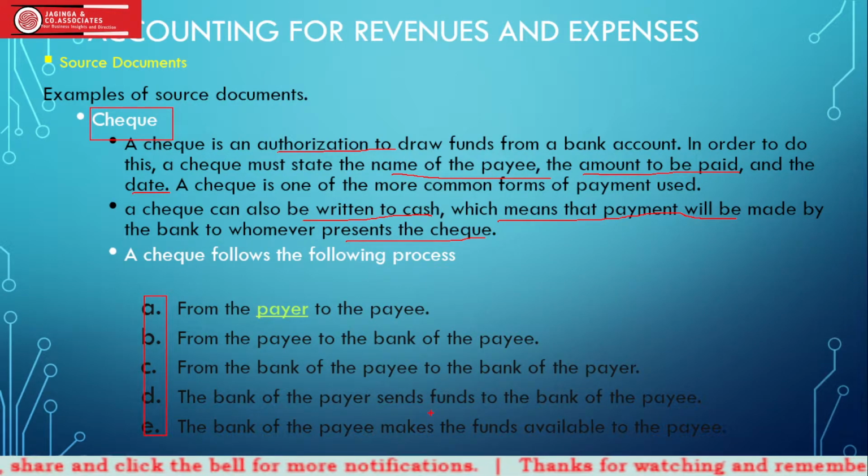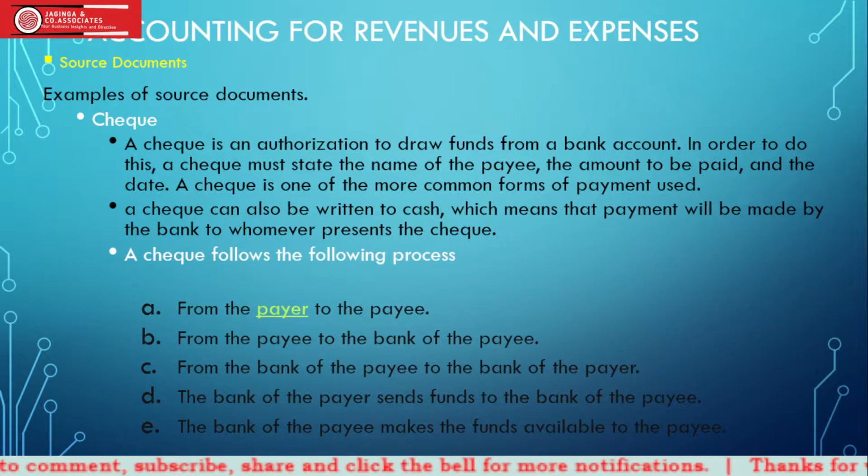Then after funds have been transferred from Standard Chartered Bank, which is my bank, the bank of the payer, to KCB, which is your bank, the bank of the payee, your bank will make funds available to the payee. It means that they will transfer funds to your account. So when you go to your account, you're in a position to withdraw funds from your bank account. So let's move forward. I hope you understood what we mean by the process of a cheque. That's simple.